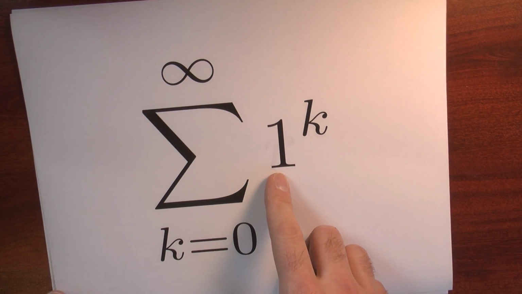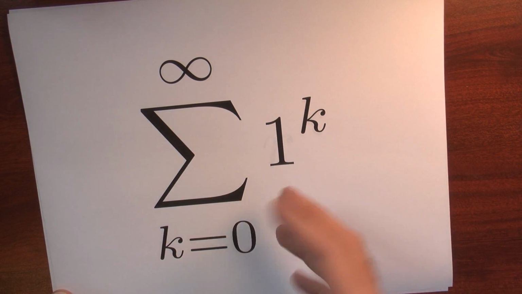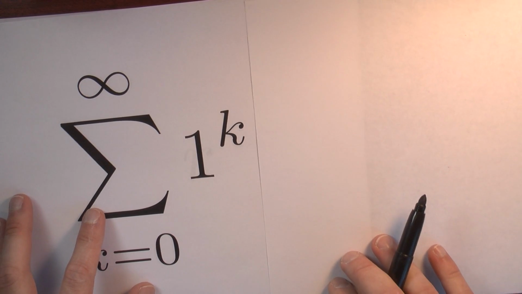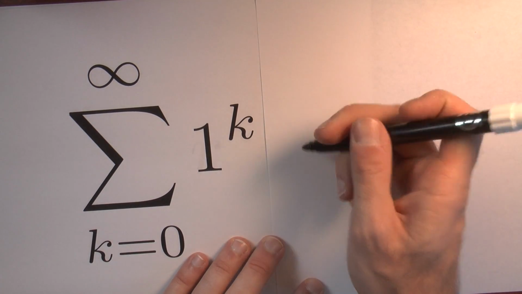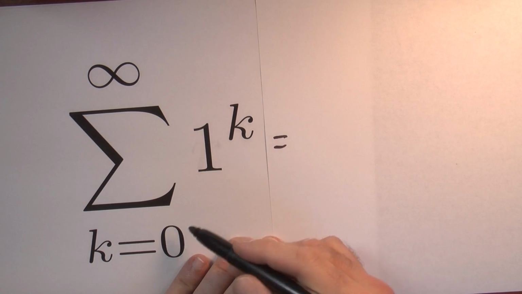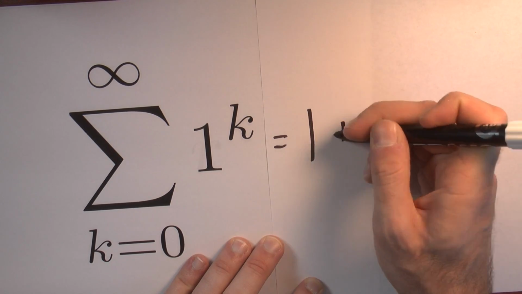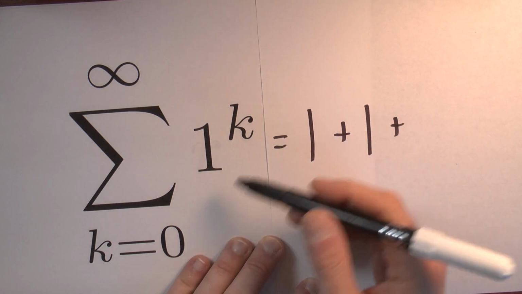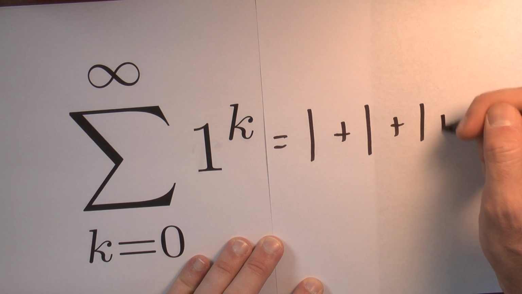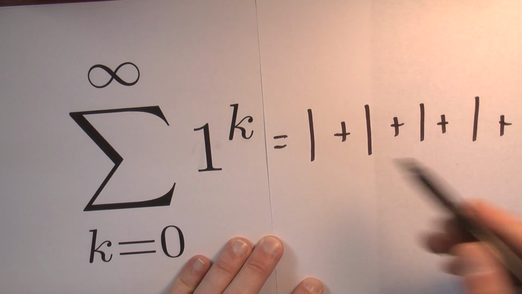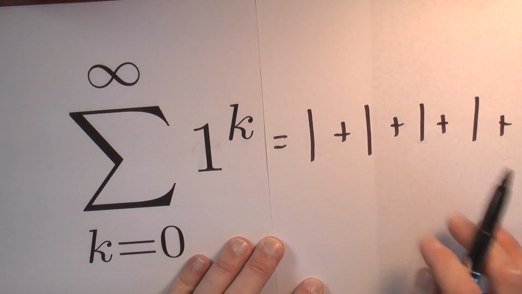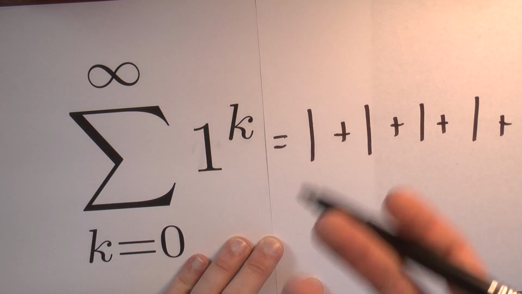If I plug in 1 for r, does this geometric series converge or diverge? Well, it's not too hard to think about. Let's start writing down what this series looks like. The 0th term would be 1 to the 0, which is 1. The k equals 1 term would be 1 to the 1, which is 1. The k equals 2 term is 1 squared, which is 1. Right? This series is just 1 plus 1 plus 1 plus 1, and so on. Does this series converge or diverge? This series diverges, because the limit of the partial sums is infinity.